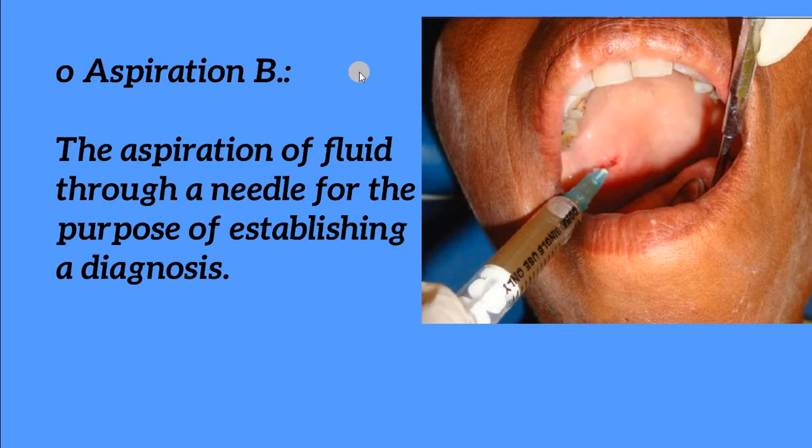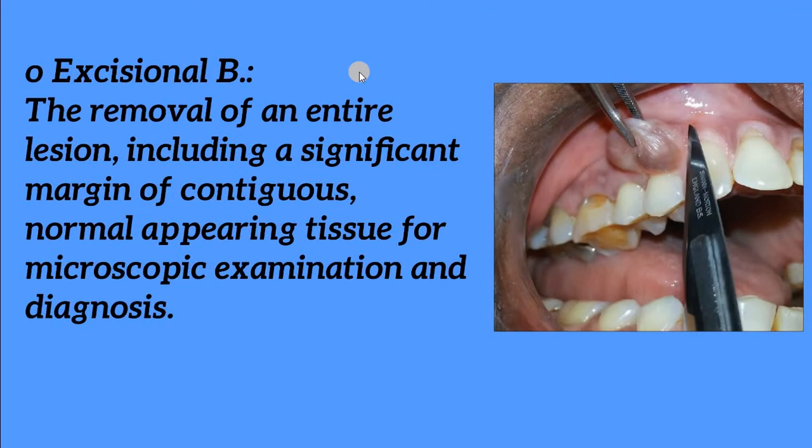So we have some types of biopsy. We have aspiration biopsy. It is the aspiration of fluid through a needle for the purpose of establishing the diagnosis. We have excisional biopsy. It's the removal of the entire lesion, including a significant margin of the contiguous normal appearing tissue for microscopic examination and diagnosis.